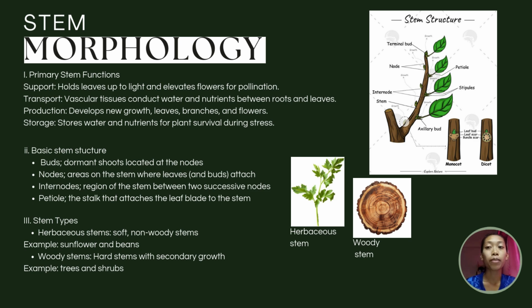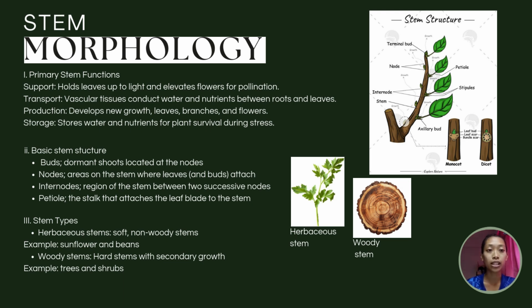Next, for the basic stem structure, the buds are the dormant shoots located at the nodes. The nodes are the area on the stem where leaf and buds attach. Internode is the region of the stem between two successive nodes. For petiole, it is the stalk that attaches the leaf blades to the stem.